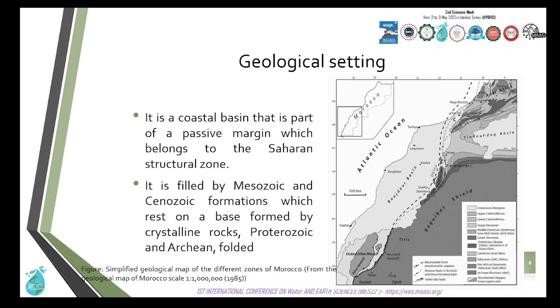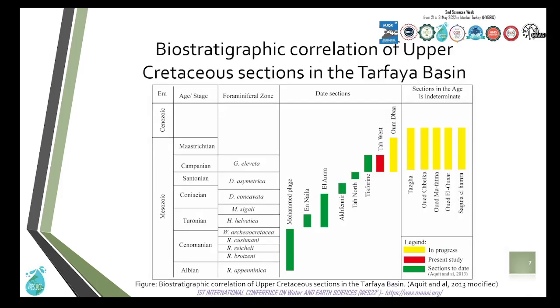It is a coastal basin that is part of a passive margin which belongs to the Saharan structural zone. It is filled by Mesozoic and Cenozoic formations, which rest on a base formed by crystalline rocks, Proterozoic and Archean folded. Several micropaleontological and geochemical studies have been carried out in the Tarfaya Basin. The outcrops are found on the edges of the Sebkhas or in the river mouths.